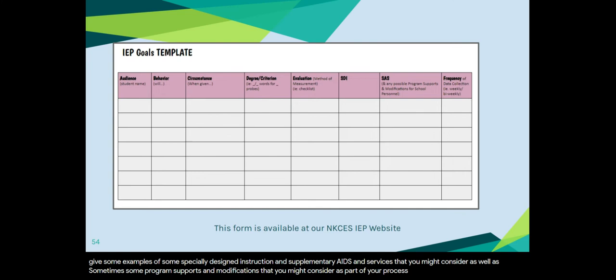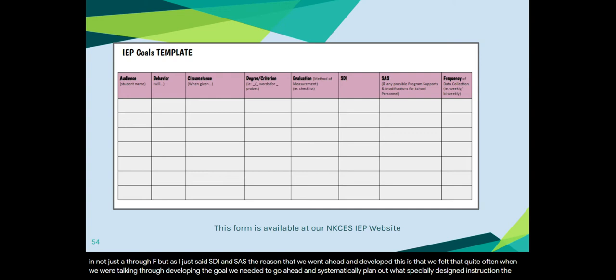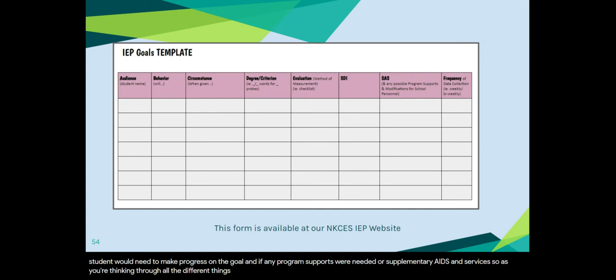The template that we've got here links in not just A through F, but as I just said, SDI and SAS. The reason that we went ahead and developed this is that we felt that quite often when we were talking through developing the goal, we needed to systematically plan out what specially designed instruction the student would need to make progress on the goal, and if any program supports were needed or supplementary aids and services. So as you're thinking through all the different things a student would need to be successful, it's good to put those down at the same time.